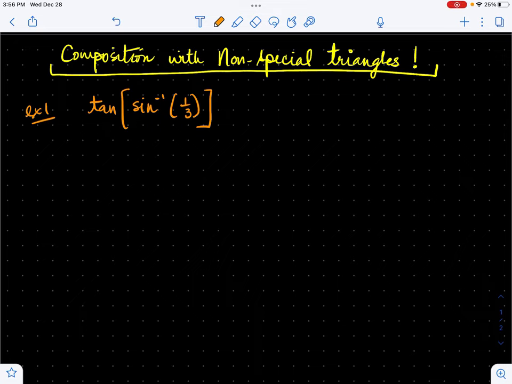Hey, these are a couple of examples for non-special triangles. The process isn't very different from special right triangles, except we don't have the sides memorized, so we'll have to use Pythagorean theorem to find them. Other than that, the process is the same.